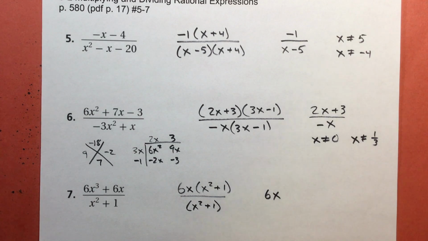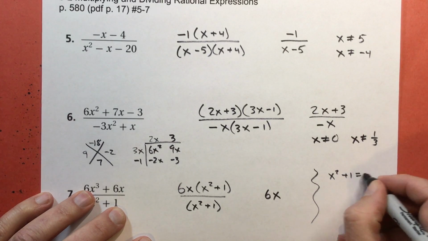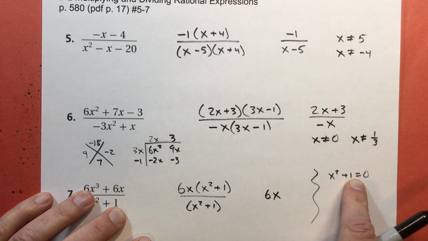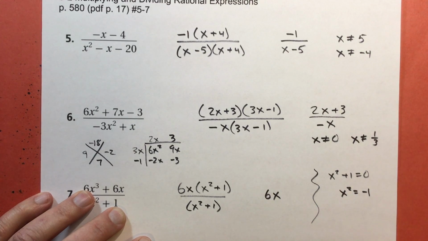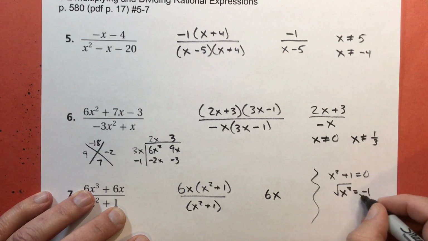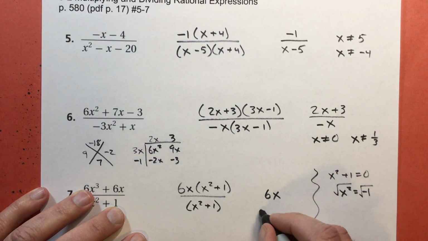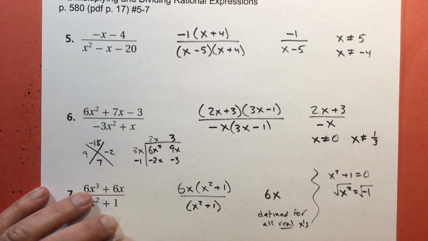Now the tricky part is what is going to make the denominator equal to 0? All right, so x squared plus 1 equals 0. And again, I'm solving this so that then I can turn around and say don't let x equal that number. I get x squared equals negative 1, square root. Oh, okay. I'm going to get plus or minus i. It's okay. This is defined for all real x's. And you can say it just like that.